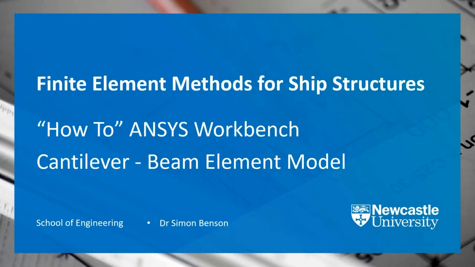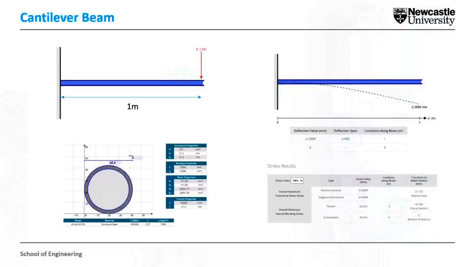Hello, in this tutorial I'm going to show you how to model a cantilever beam with a beam element model. This is the cantilever beam. It's 1 meter long. It's going to take a point load of 100 newtons at the right hand end, and it's a 42.4 times 3 millimeter round tube section made from standard steel.